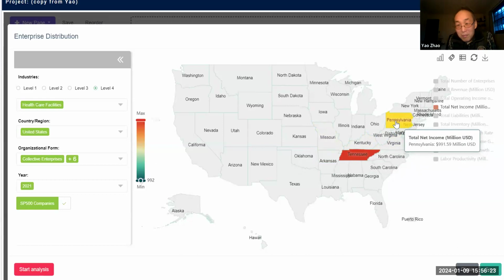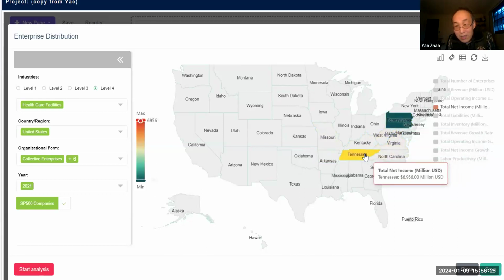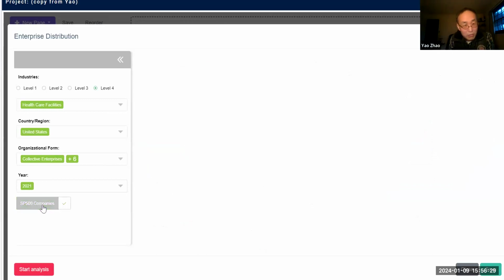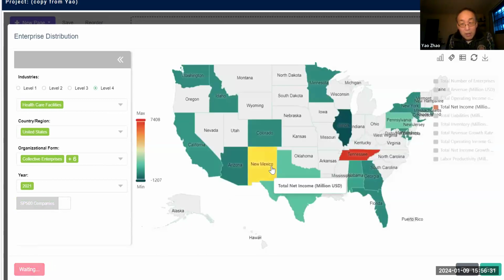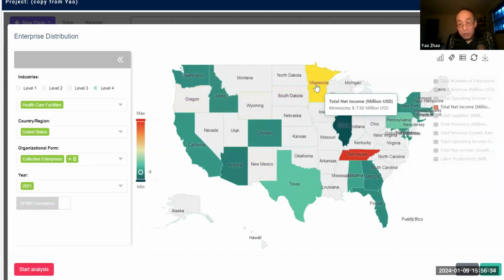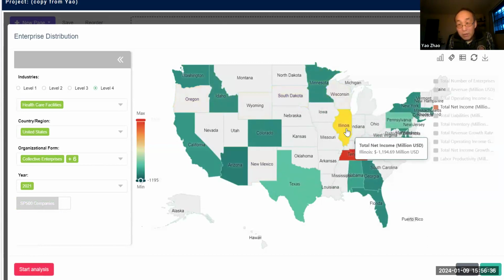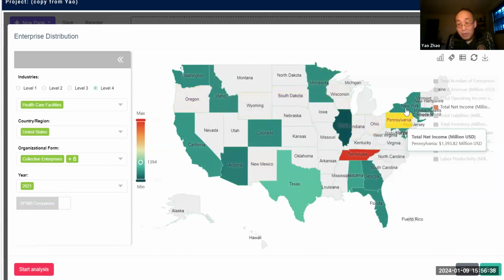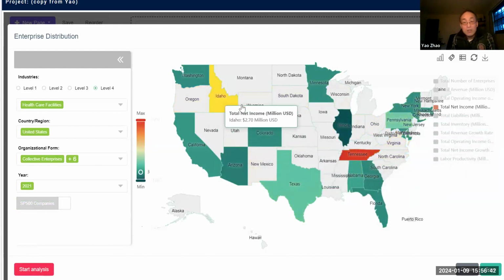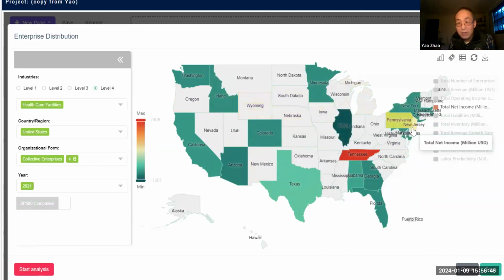Pennsylvania. Okay, that's good. Texas, Tennessee. All right, that's because I only choose the S&P 500 companies. If I just unclick this and choose everybody, Minnesota, Illinois, Pennsylvania, New York, and so on and so forth. So this distribution is completely different. New Jersey actually is nothing here. So depending on the industries you choose, the distribution is very different.